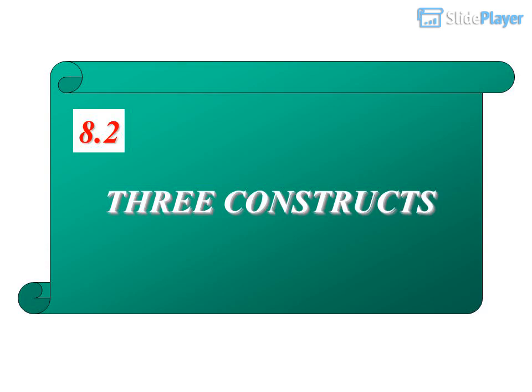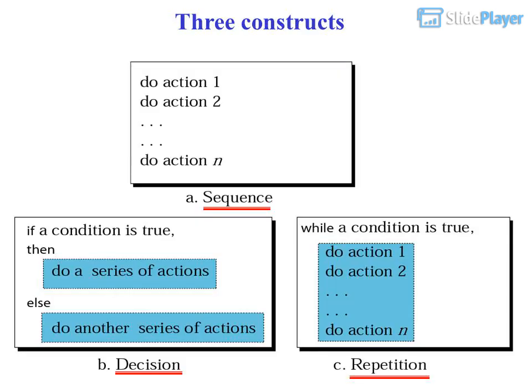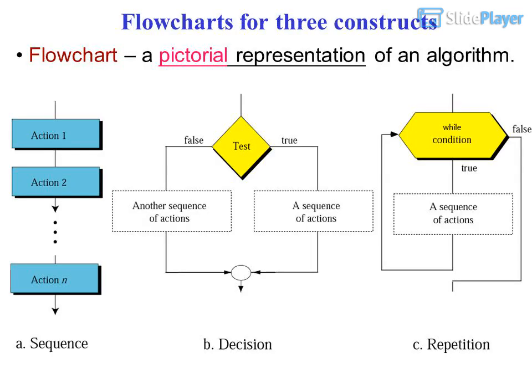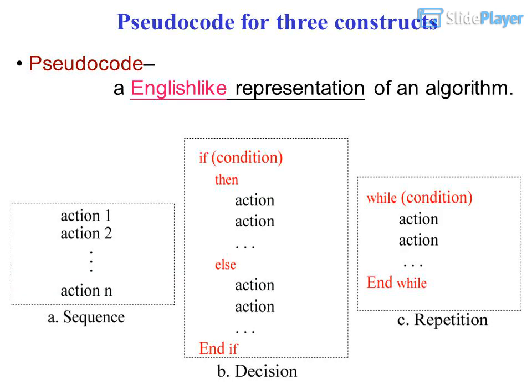8.2. Three constructs. 8.3. Algorithm representation. Flowcharts for three constructs. Flowchart, a pictorial representation of an algorithm. Pseudocode for three constructs. Pseudocode, an English-like representation of an algorithm.